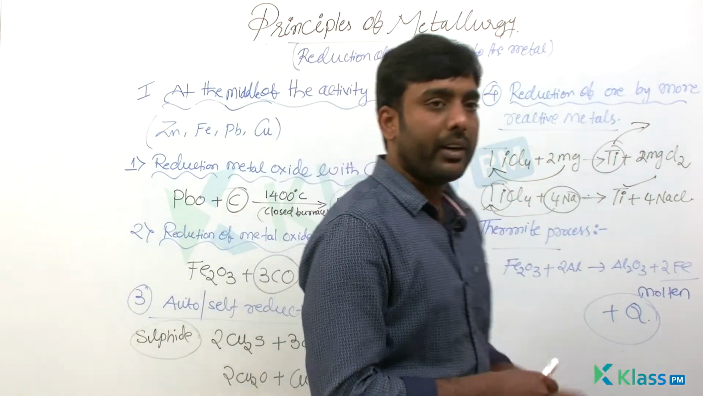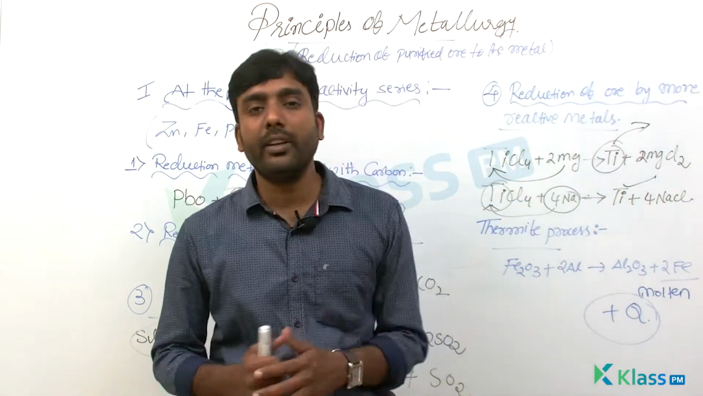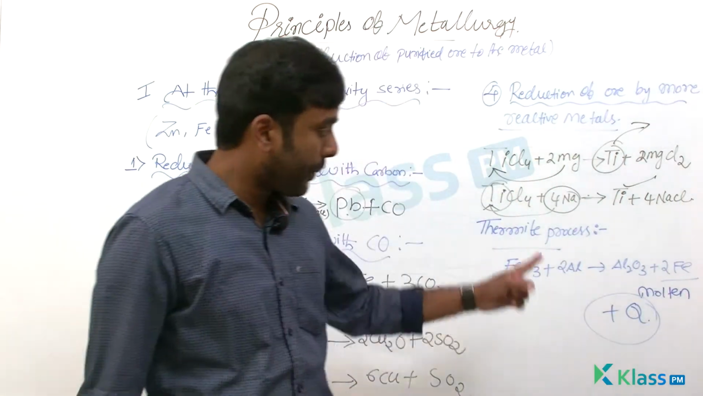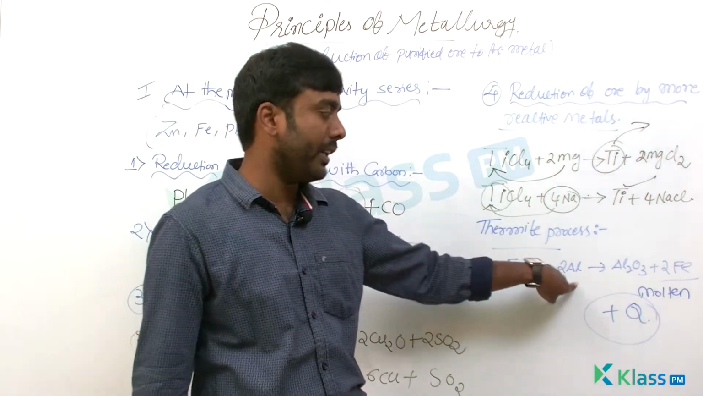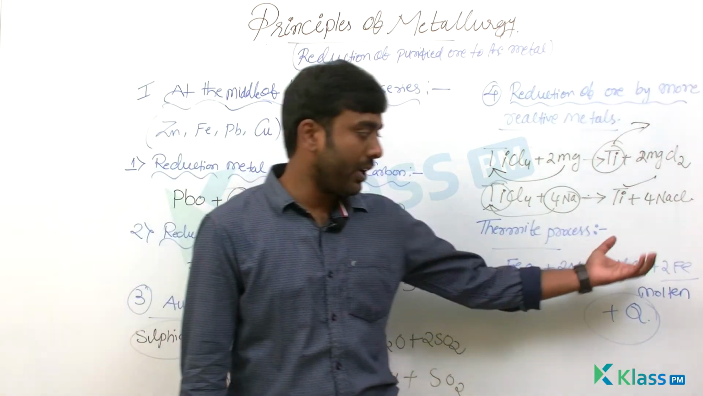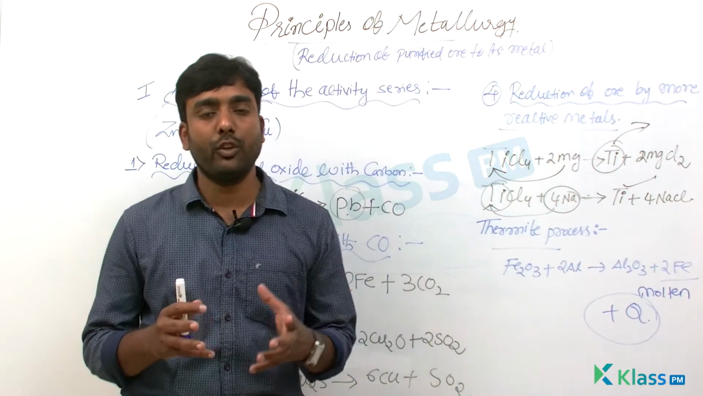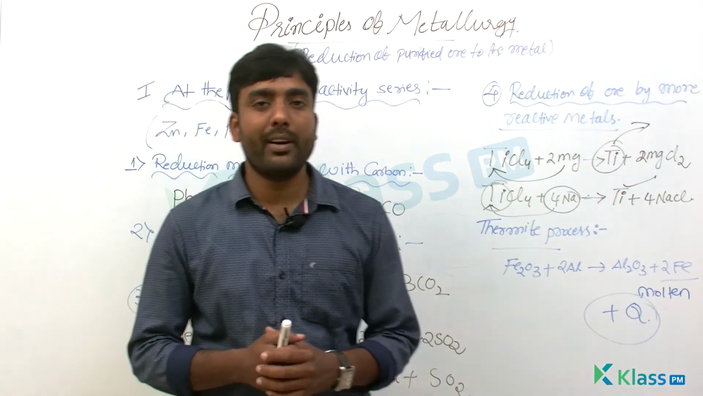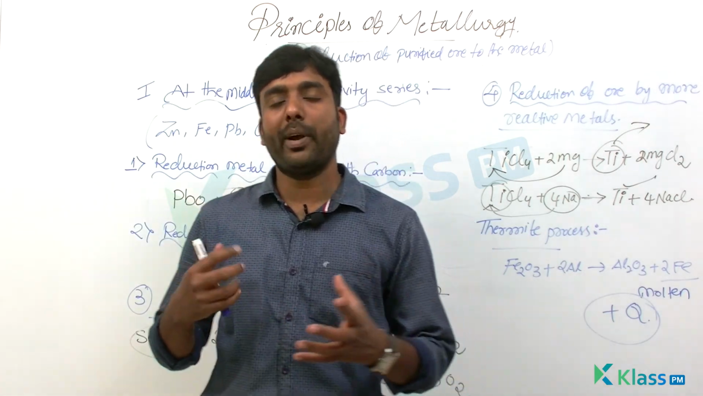And in the fourth, the reducing agent is a more reactive metal. And the thermite reaction, the reaction between iron oxide and aluminium, is called the thermite reaction. In this reaction the iron produced is in the molten state, which is used for attaching broken rails of the railway tracks and also machinery parts.